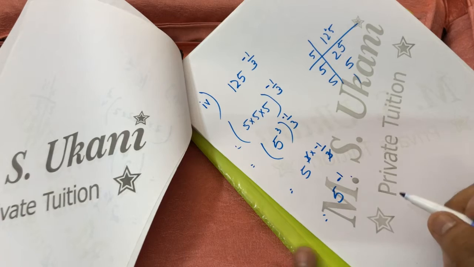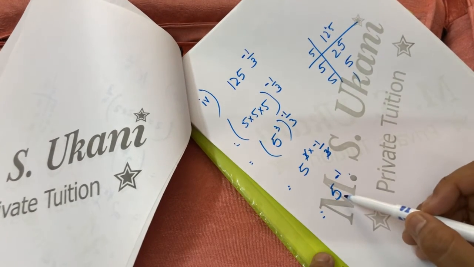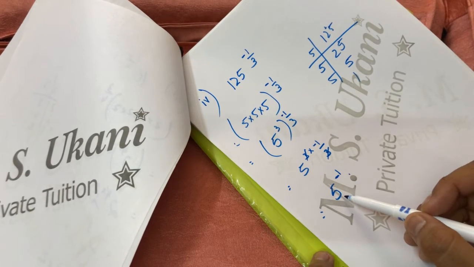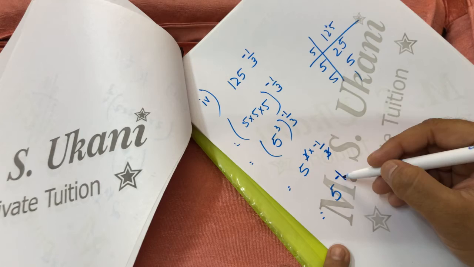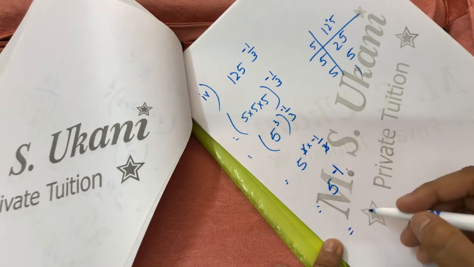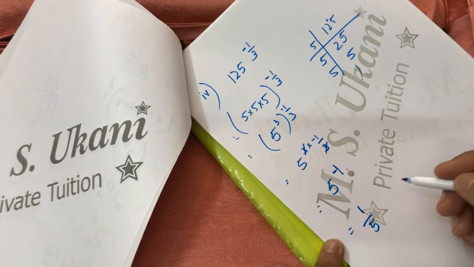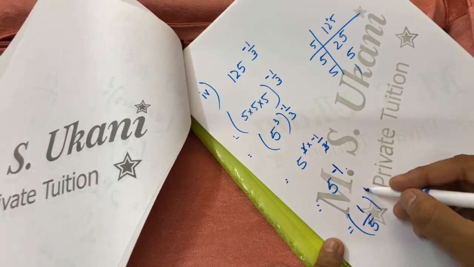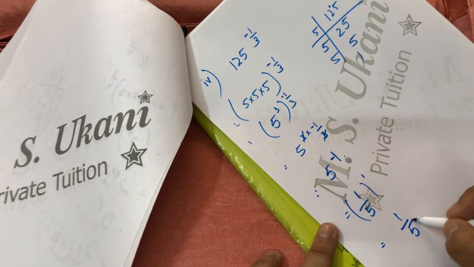Now as you know, whenever the power comes in negative, the base will become reciprocal. Again I am saying, whenever the power comes in negative, our base will become reciprocal. So we will write the base as 1 upon 5, and our power will become positive 1. So this is known as 1 upon 5 only.